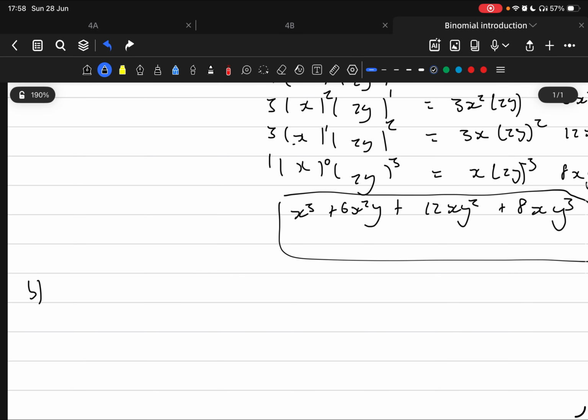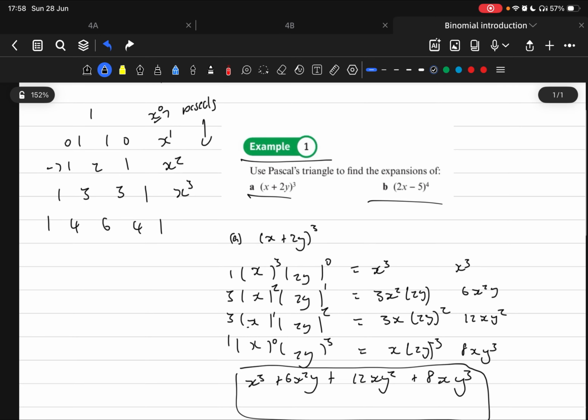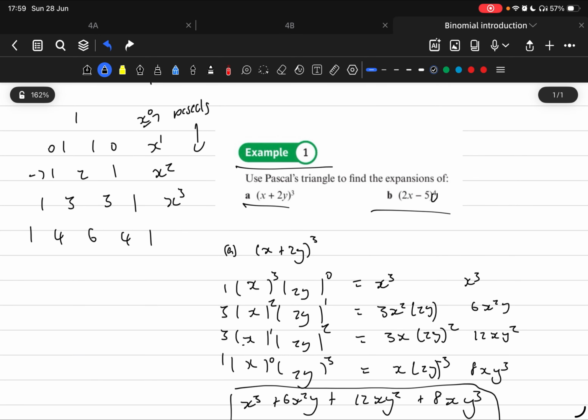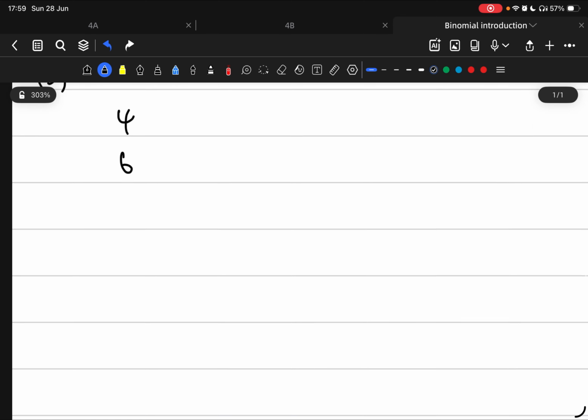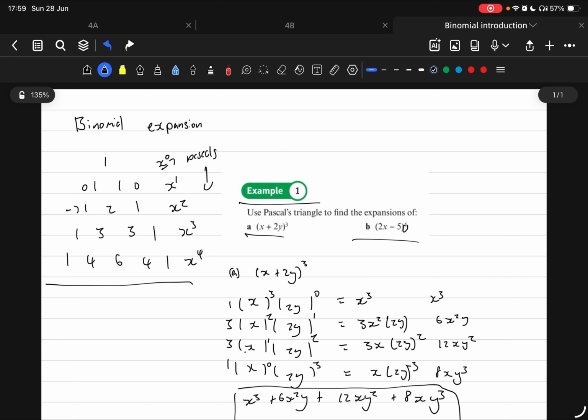Okay, so for example B, we're looking for the fourth row of Pascal's triangle, because it's the fourth power. We're looking for the x to the 4 row, which is this one: 1, 4, 6, 4, 1. This is a bit of a longer one. And it wants us to find the full expansions. A question will never ask you to do the full expansion. It'll only ever ask for the first 4 or 3 terms, which is good.